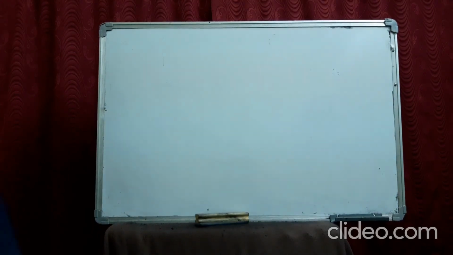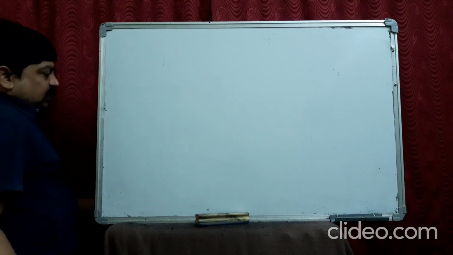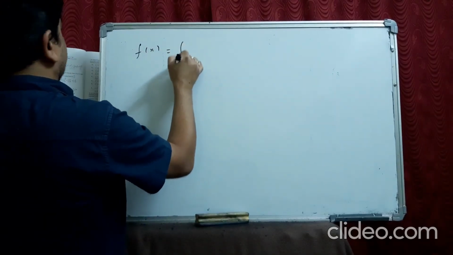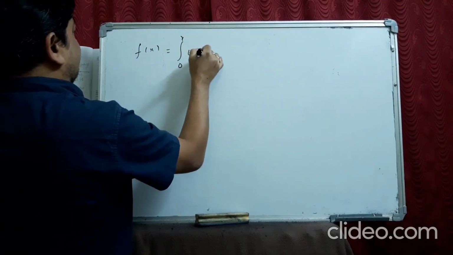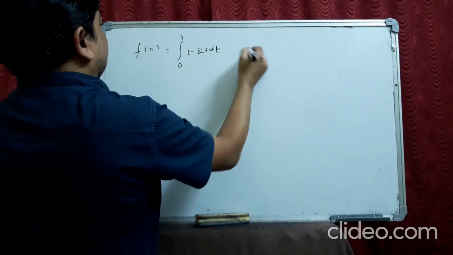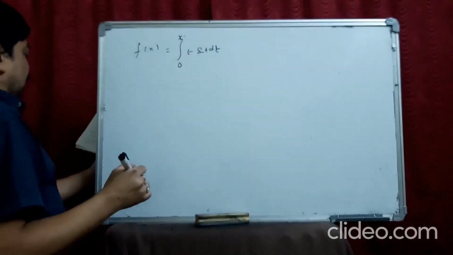See the last question of the exercise. If f(x) is given as integration 0 to x t sin t dt, what is f dash x? When something is given like this, how to do? There is a formula. I'll tell you the formula.